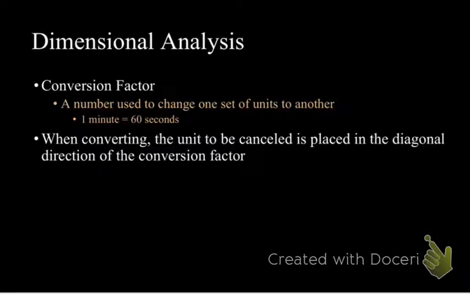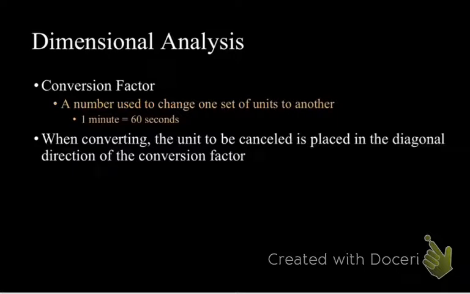Hi everyone. Today we'll be going over dimensional analysis, which is a fancy way of going from one unit to another. In order to go from one unit of measurement to another, you need something called a conversion factor. So this is a set of units that are equal to one another. For example, 1 minute is equal to 60 seconds.